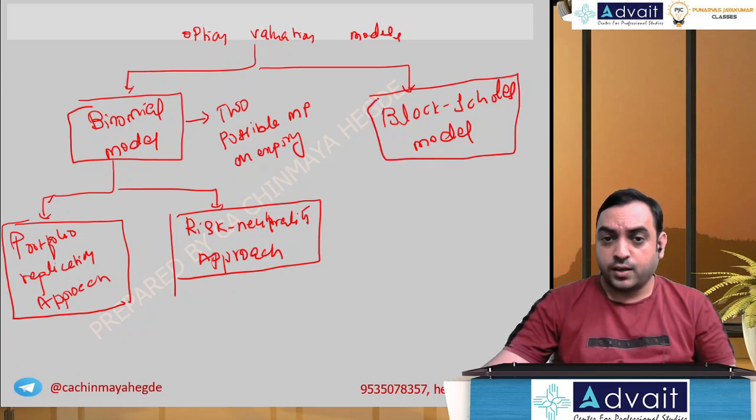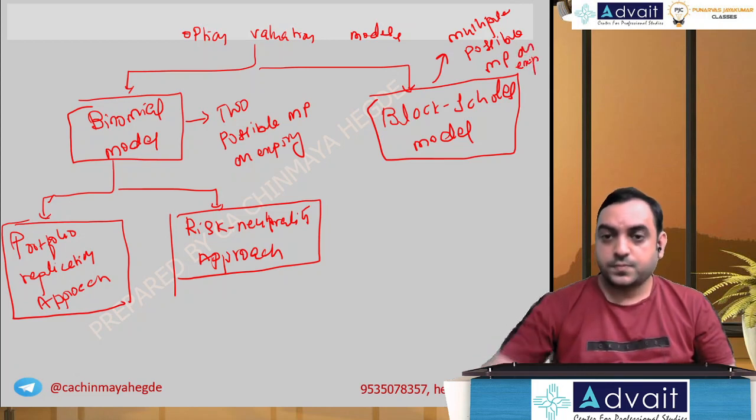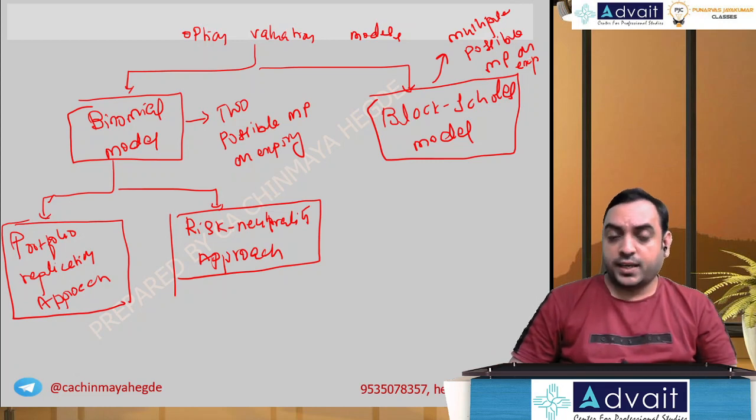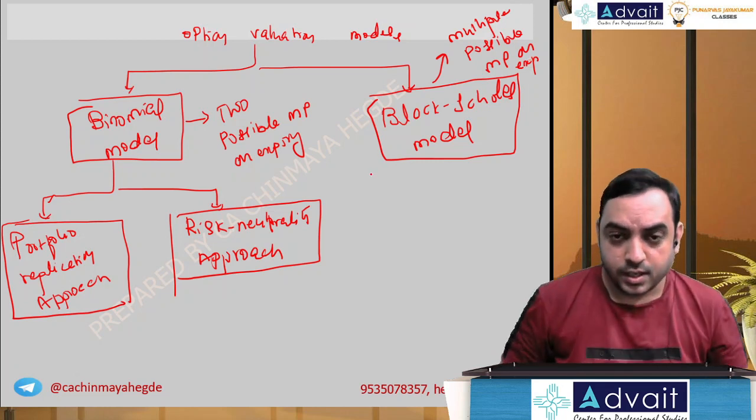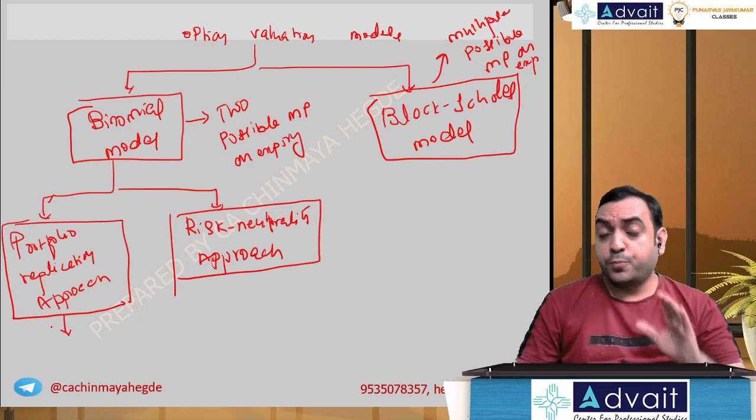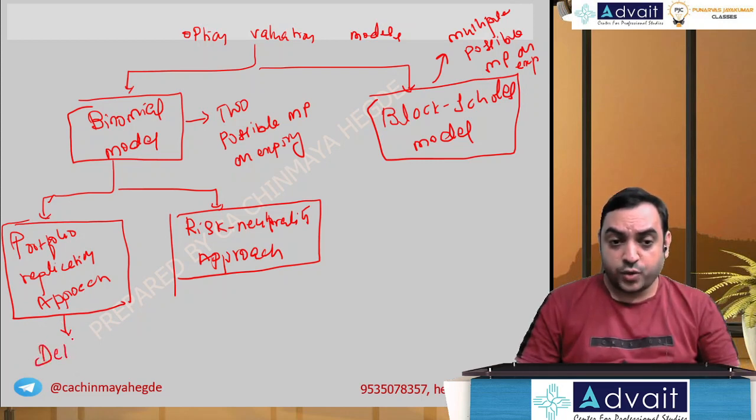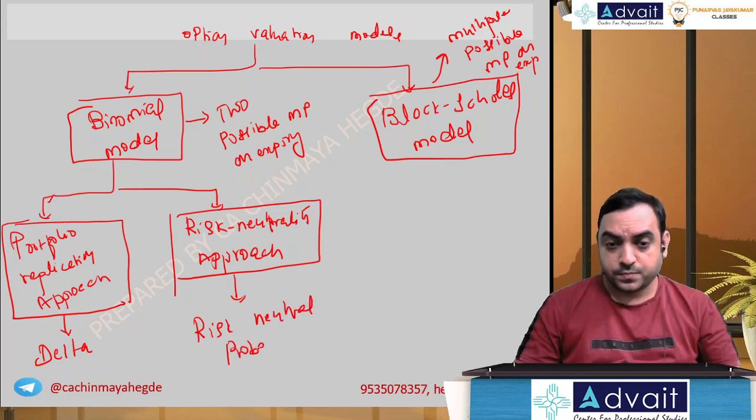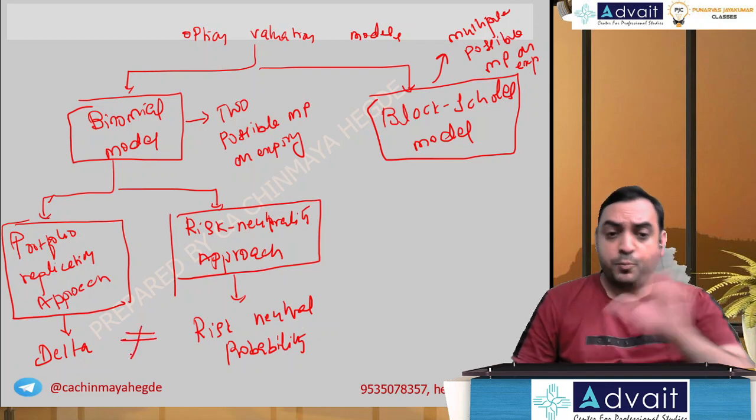So we have a statistical model, Black-Scholes model, where we have multiple possible market prices on expiry. Okay. In portfolio replication approach, we compute one very important term that's called delta. I'll explain what is that. And in risk neutrality approach, we compute something called risk neutral probability. And both are not equal. The formula looks very similar, but both are not equal.